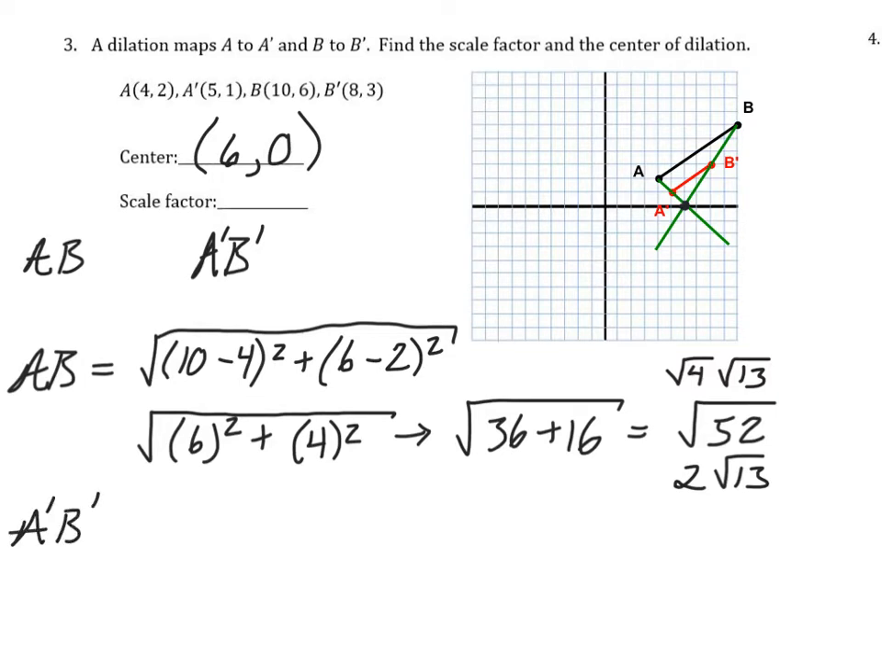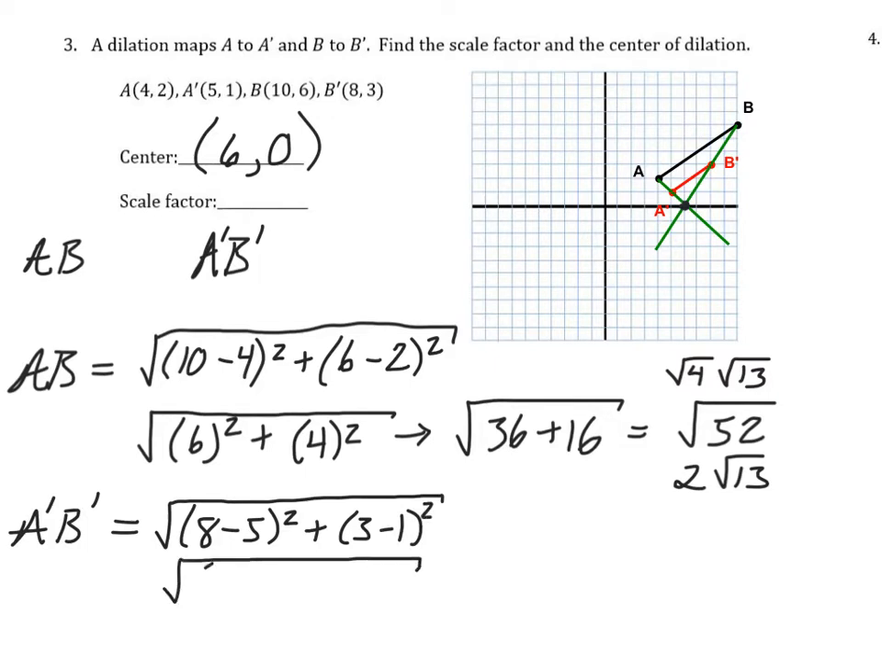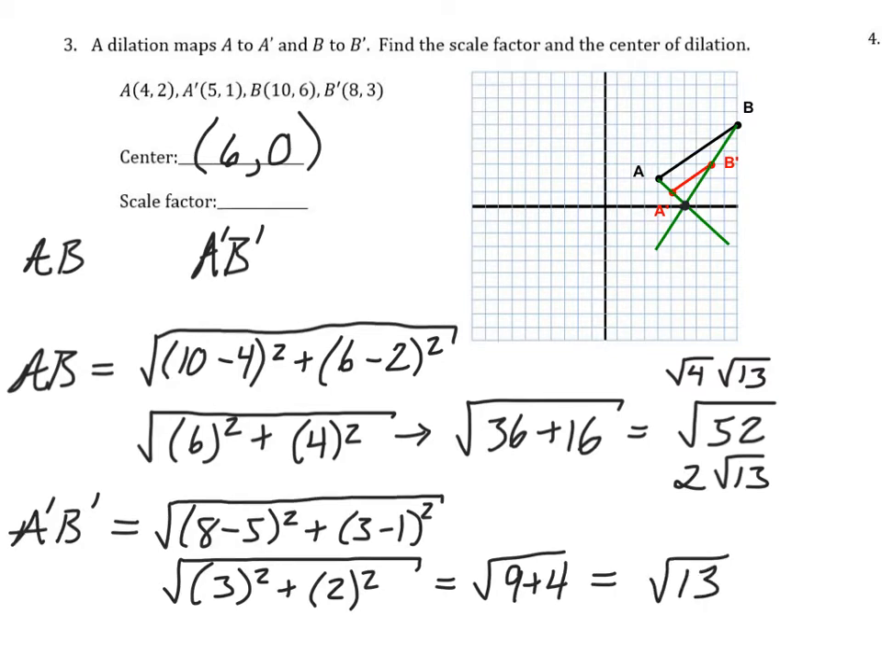Now, what I want to do is compare that to the length of A prime, B prime. So I'm going to use the distance formula again, just for those image points instead. So it's going to be 8 minus 5 squared plus 3 minus 1 squared. Simplify what's in our parentheses. We end up with 3 squared plus 2 squared, which is going to give us 9 plus 4, which gives us square root of 13. So now that I have my actual lengths, we have 2 radical 13 and just radical 13.